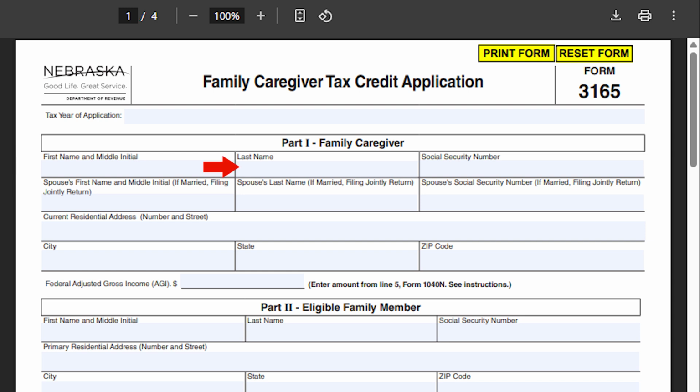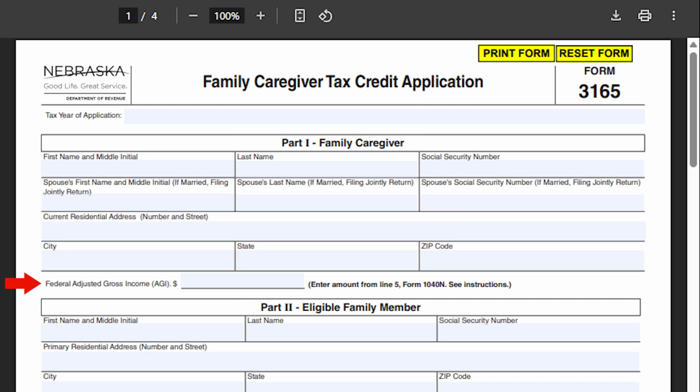The second box will include the last name of the caregiver, followed by the Social Security number in the last box. Next, if you're filing jointly with your spouse, on the second set of lines, you will enter your spouse's first name and middle initial, followed by your last name and their Social Security number. Next, the last two lines include the address, city, state, and zip code of the family caregiver's current residential address.